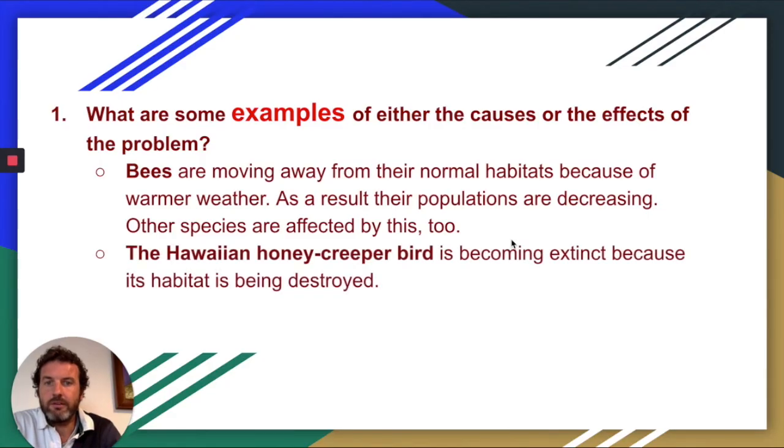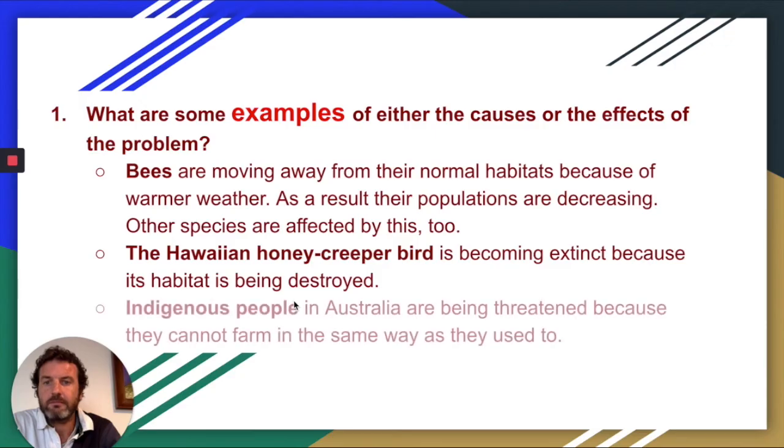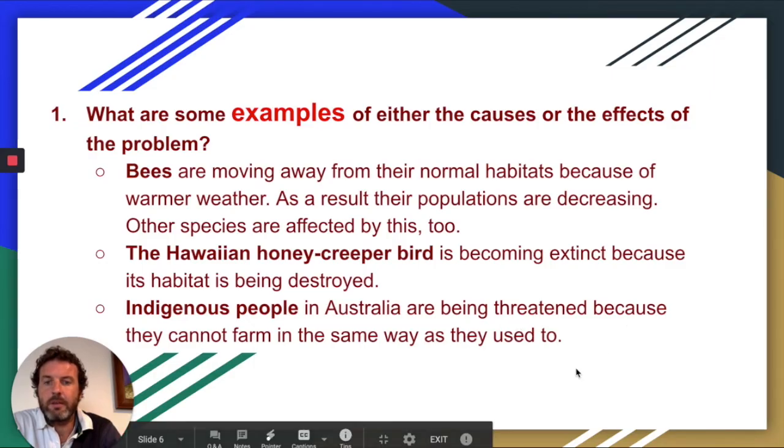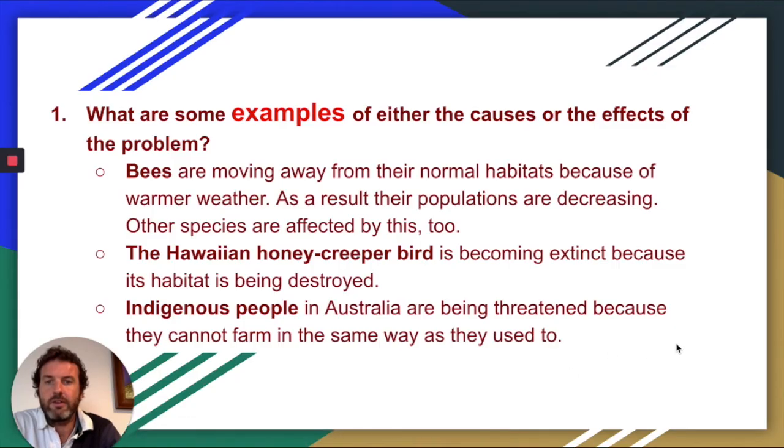Another example they used was the Hawaiian honeycreeper bird, and this bird is becoming extinct because its habitat is being destroyed. And then finally, Indigenous people in Australia, so these would be people who have lived in Australia for longer than Europeans, they are being threatened because biodiversity is affecting their farming, so they can't farm in the same way as they used to. So these were 3 examples from the video.